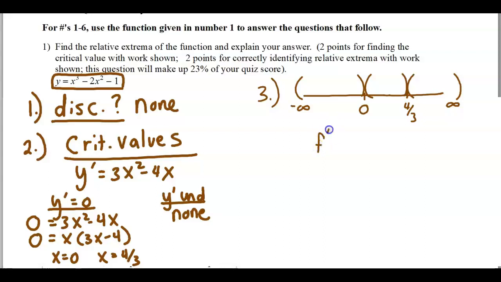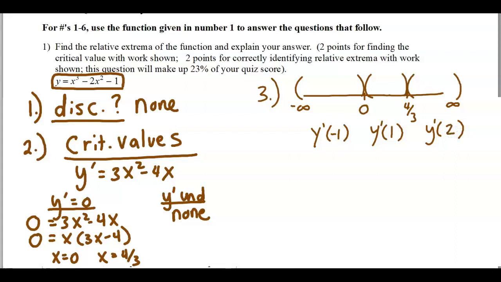So we're going to plug a number in from each interval into our first derivative, and I'm going to do this a lot today, I think, because I've been doing it a lot lately. I keep putting f, but our function's not named f, it's named y, so if I forget again, just be aware that was a mistake. So a number that's between negative infinity and 0 would be -1. A number that's between 0 and 4/3 would be 1, and a number that's between 4/3 and infinity would be 2.